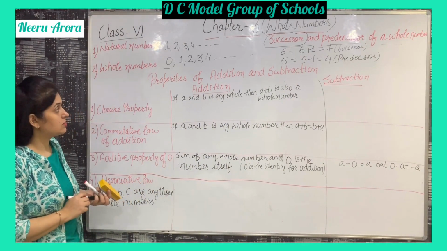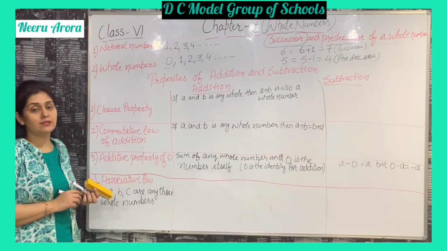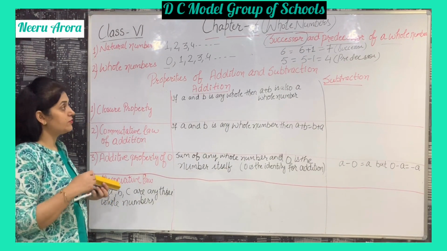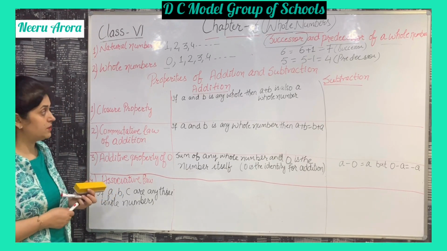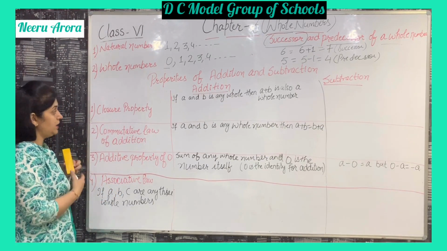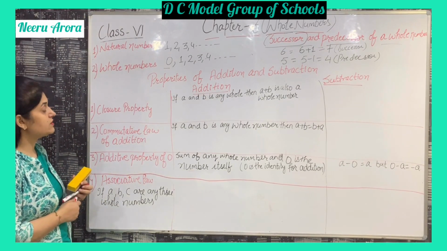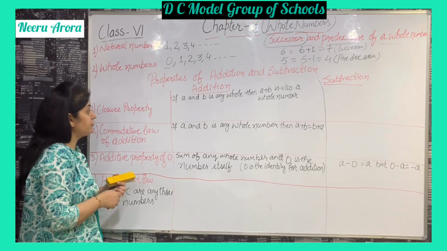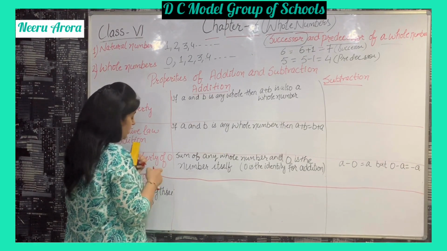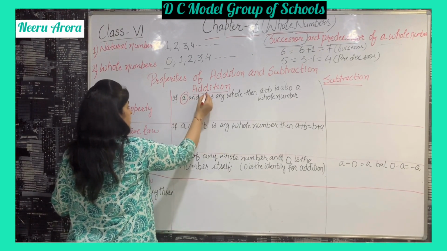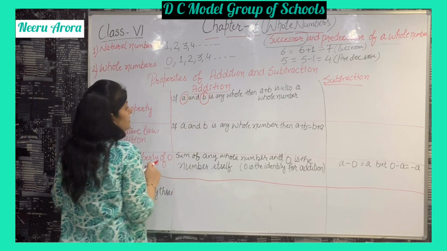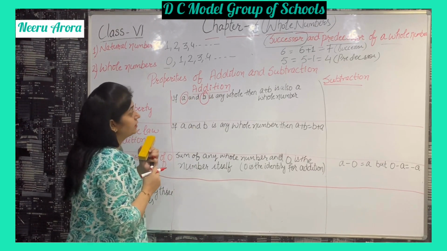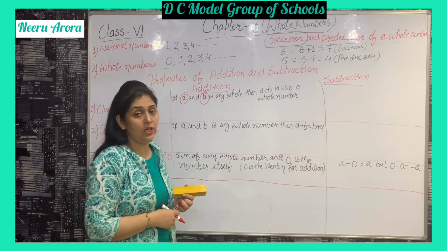Now let's discuss properties of addition and subtraction on whole numbers. So let's see the first property, the closure property. What is the closure property? It says if a and b are any whole numbers, then a plus b is also a whole number.